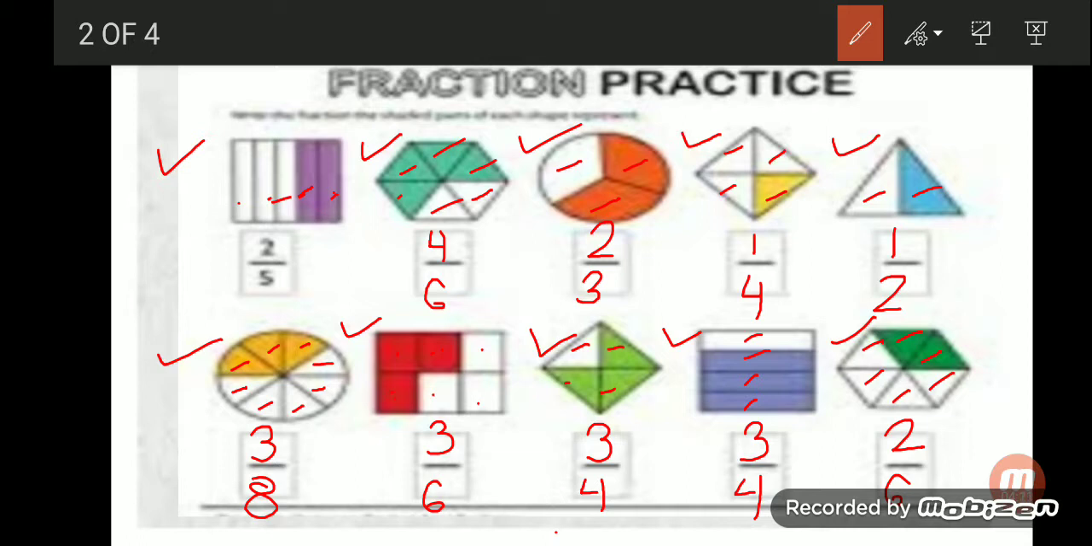These are examples of the fraction of a whole. That means when we cut a whole thing into some equal parts, the number of parts taken from the total number of parts is called a fraction of a whole. Okay, in the next examples we will learn fraction of a group.